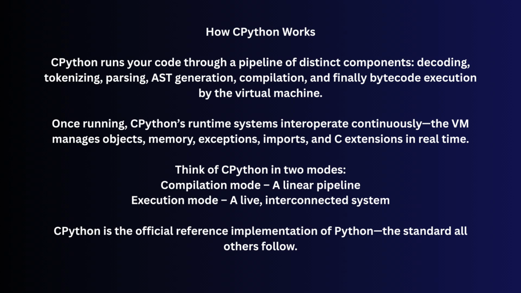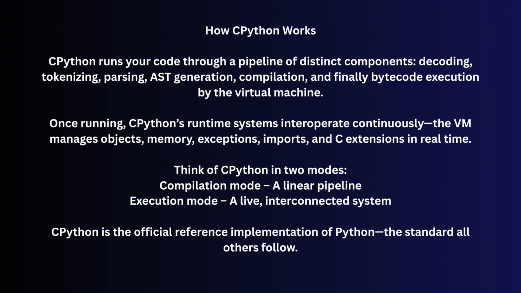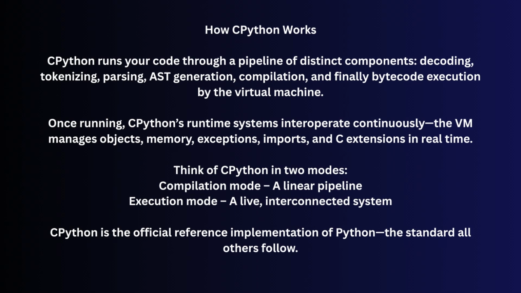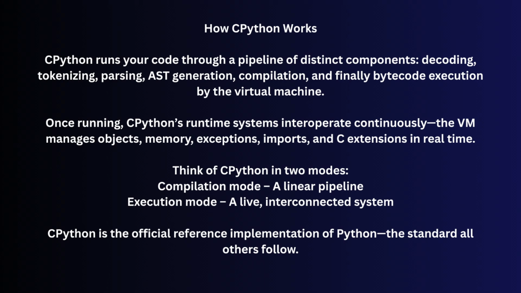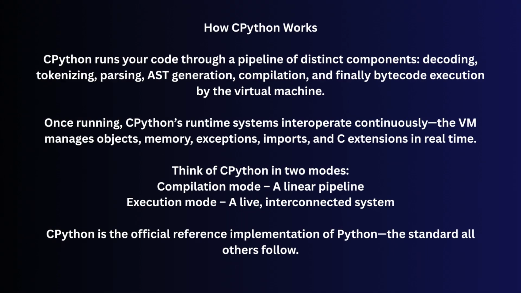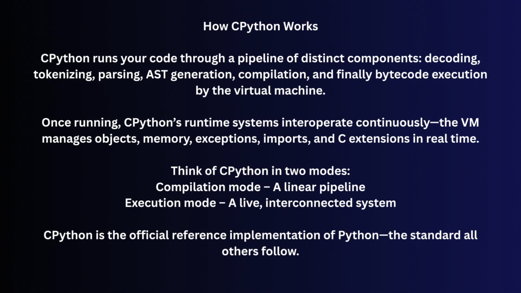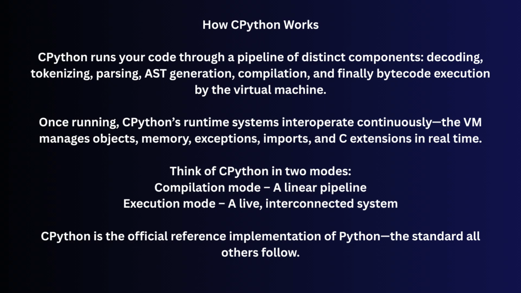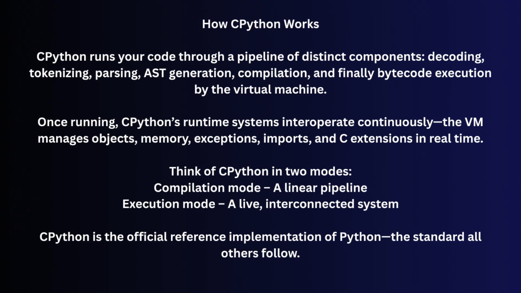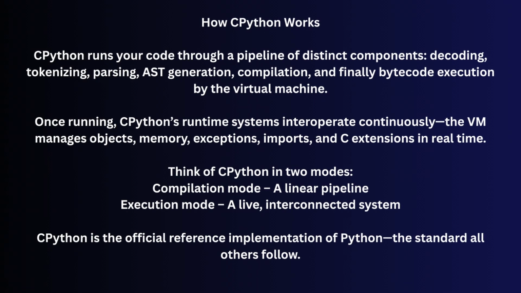But once your program is running inside the virtual machine, these components don't just take turns, they interoperate constantly. The virtual machine executes bytecode that references objects managed by the object model, allocates memory through the memory manager, raises and handles exceptions, imports new modules as needed, and can even call C extensions via the C API. So think of Python in two modes: compilation mode, a step-by-step pipeline, and execution mode, a live system where all parts work together dynamically.